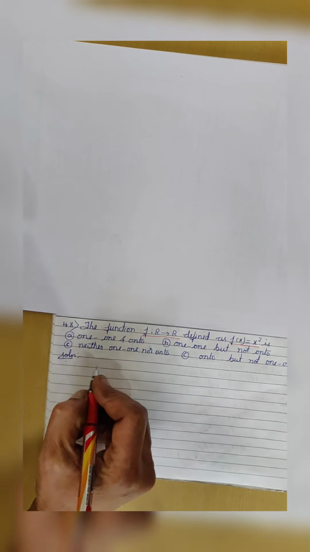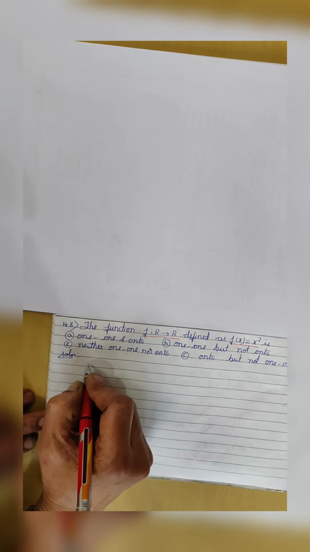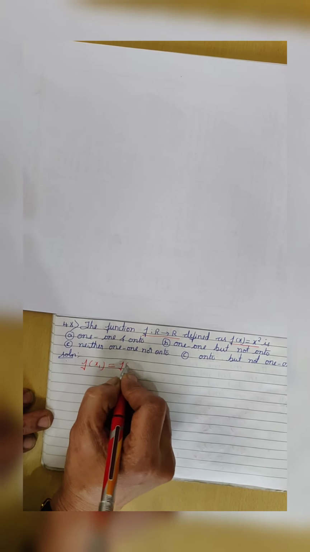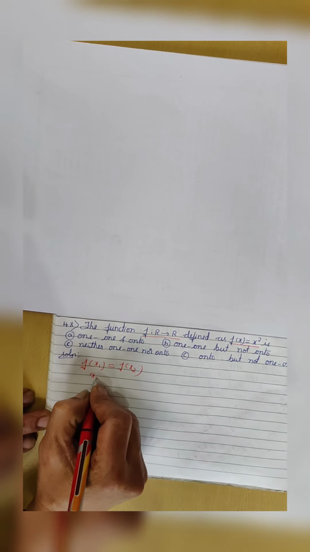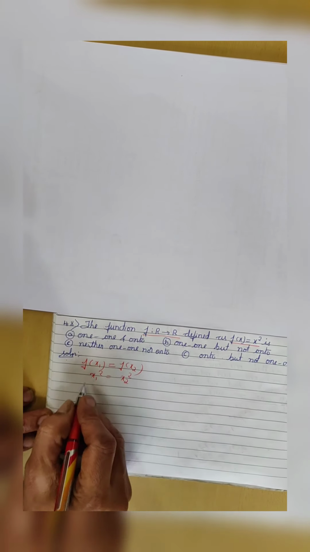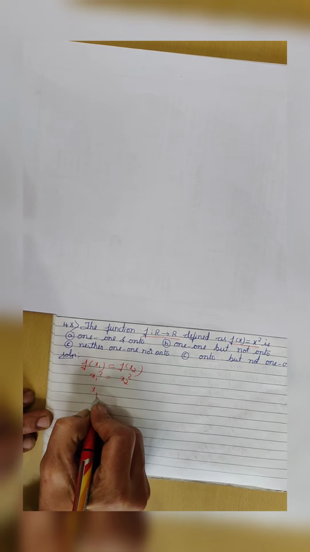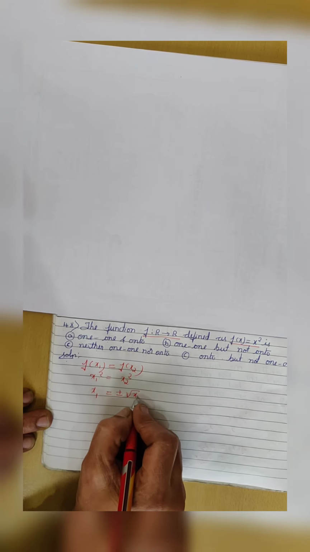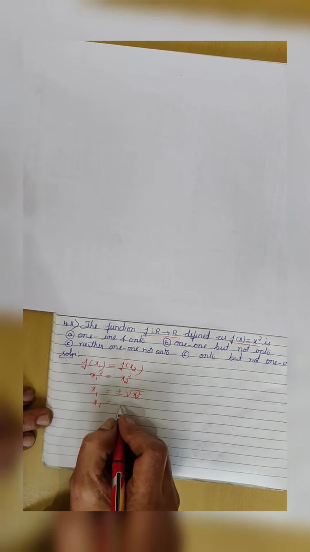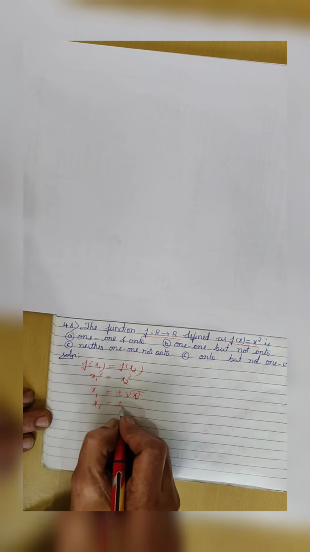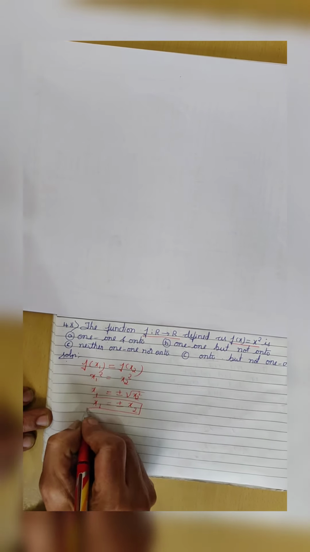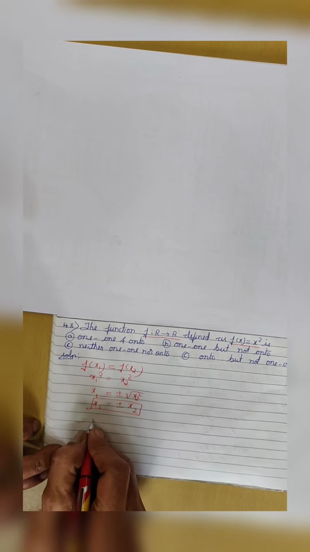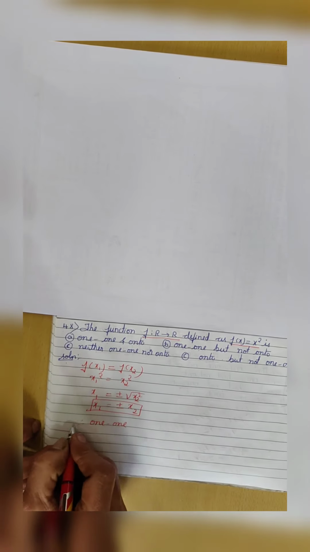Let us find out which is the correct option for this. If you are checking for one-one function, f of x1 should be equal to f of x2. Then x1 square is equal to x2 square. If you take the square root, x1 is equal to either plus or minus x2. Now x1 has no unique image, therefore not one-one.